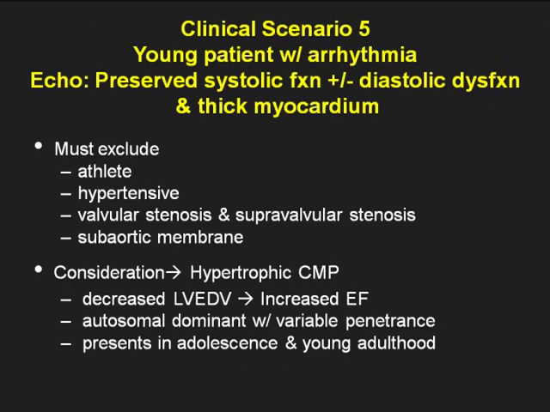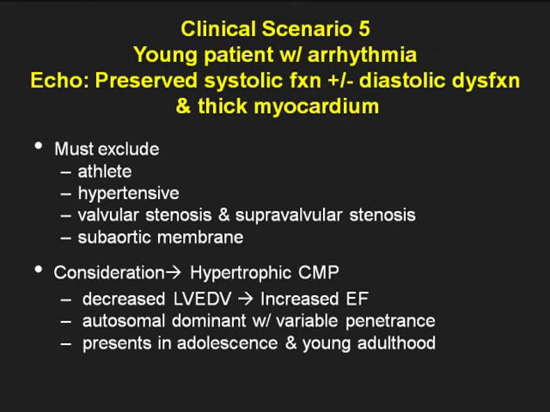If it's a concentric thickening, things that have to be excluded are an athlete, hypertension, and any kind of outflow stenosis through the left ventricle, be it from a subaortic membrane, valve, or supravalvular stenosis. With this kind of history, you consider hypertrophic cardiomyopathy. There's usually a familial distribution because it's an autosomal dominant disease with variable penetrance. It presents in adolescence and young adulthood, even though it's autosomal dominant.